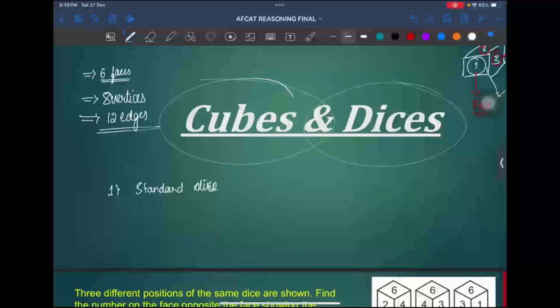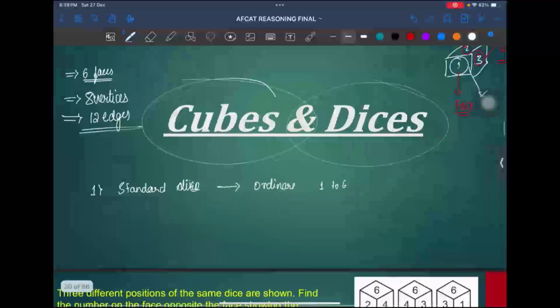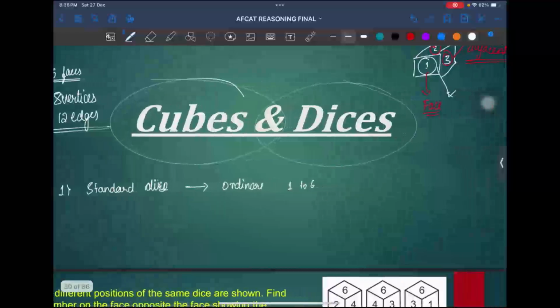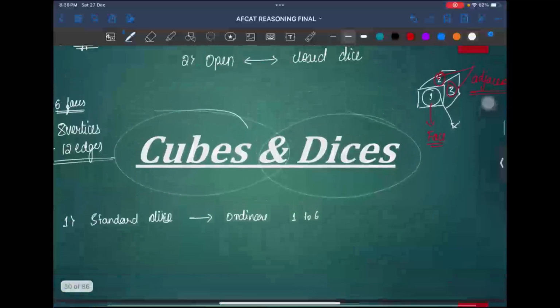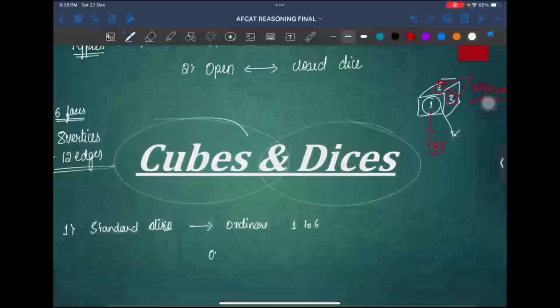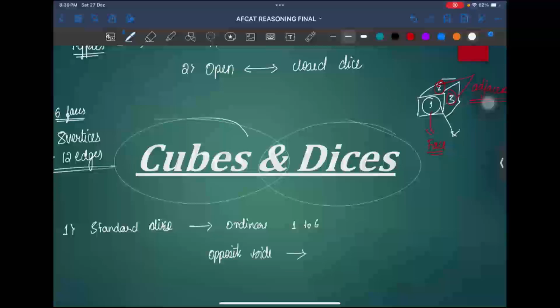Standard dice is an ordinary dice which has six faces, numbered from 1 to 6. And the unique thing about this is, when you count the opposite sides of two faces, the sum will be 7. This is the standard dice.